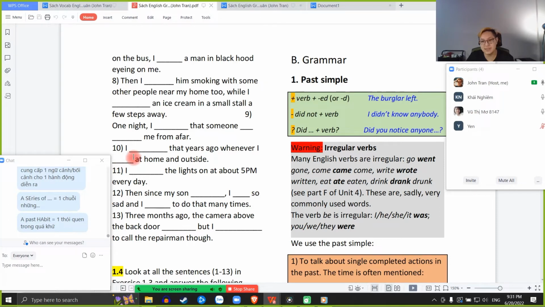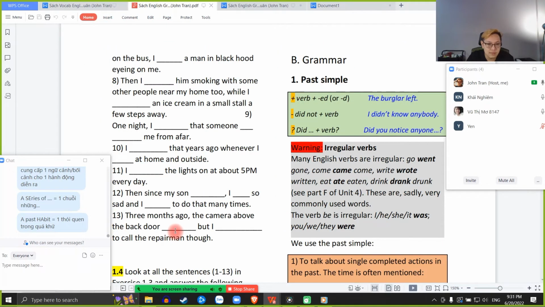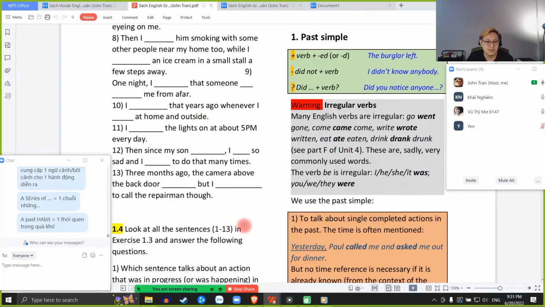Whenever I was at home and outside. I was at home and outside. That's a single completed action. 13. The camera above the back door broke. That is one action. Đó, cái hành động là nó bị bể. That's one single completed action. And I forgot to call the repairman. That's the second action. Đó là hành động thứ hai đó. Mà đơn lẻ đó.